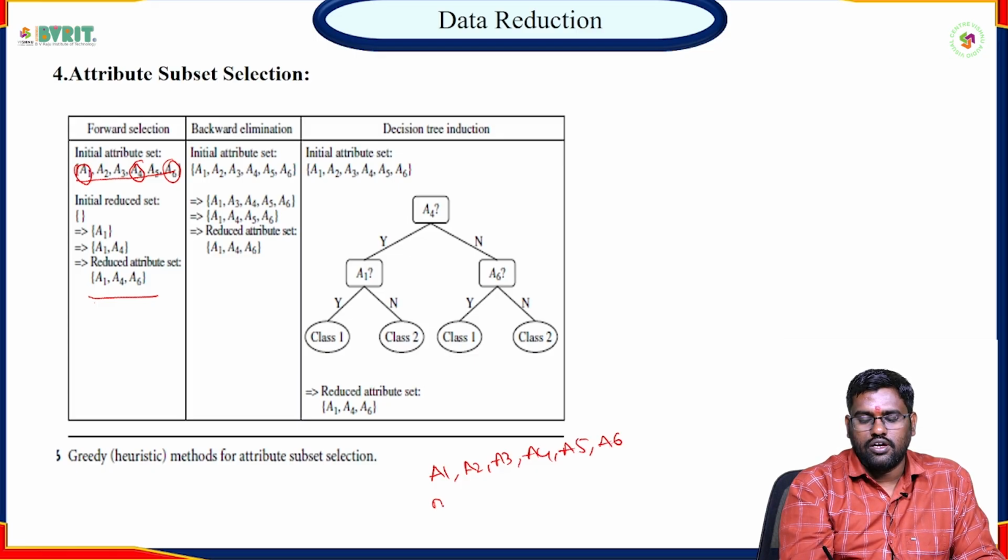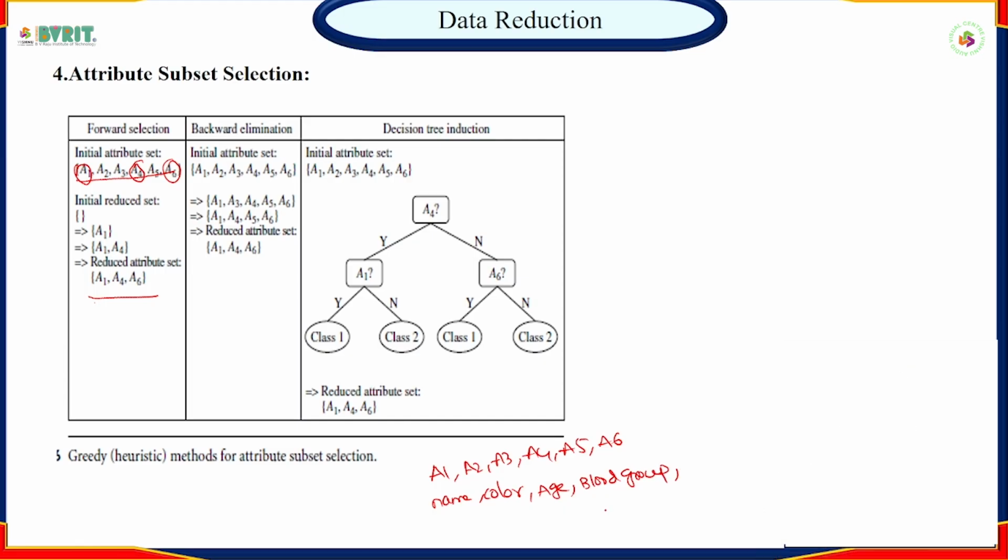For example, A1 is name, A2 some color, A3 age, A4 some blood group, A5 some favorite movie name, and the last one is feedback. So we are inserting A1, A4, A6. See here, I want to take A1 as name, A4 as blood group, and A6 as feedback.